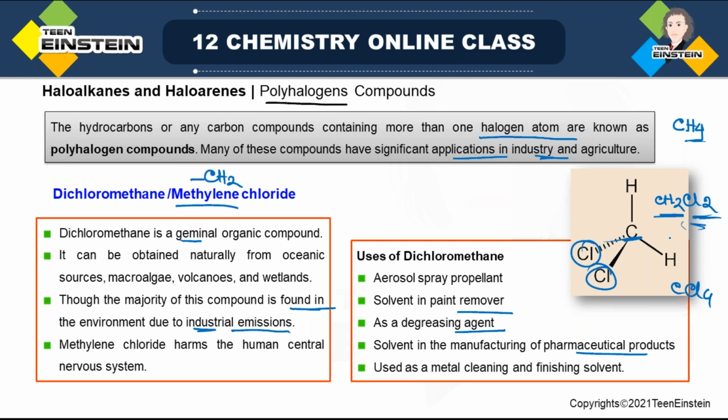So this is also just like CCl4, the only difference is you do not have 4 chlorines but 2. But this is a polyhalogen and is used as a metal cleaning and finishing solvent. So you don't have to remember the applications particularly, but remember it has industrial application. But for humans, as it affects the central nervous system, this is harmful.